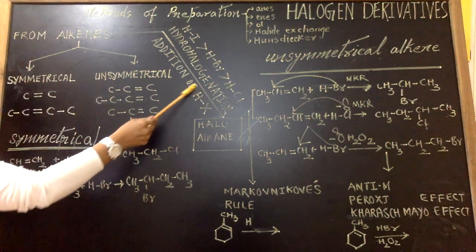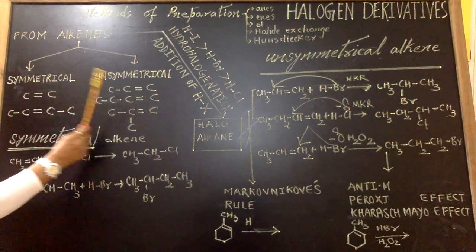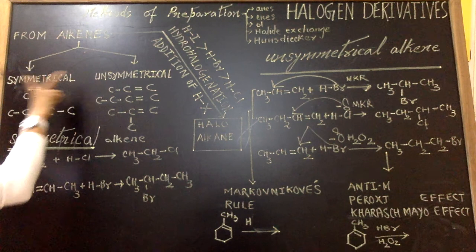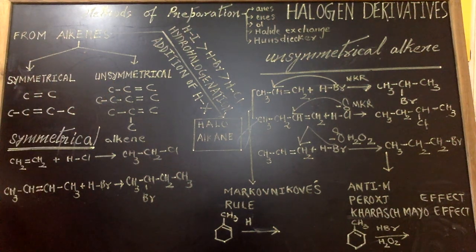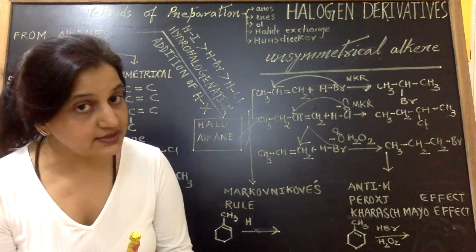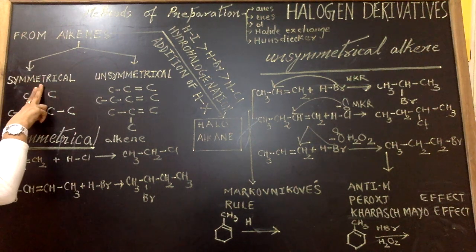Before we add the halogen acid to an alkene, we should understand the categories of alkene. There are two subdivisions, the symmetrical alkene and the unsymmetrical alkene. Now the question which comes to the mind is how to find a symmetrical and an unsymmetrical alkene. So look across the double bond.